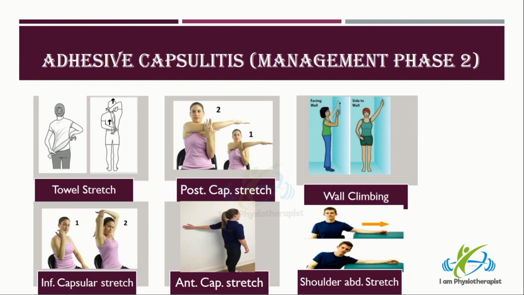In the second phase of frozen shoulder, more aggressive stretching exercises can be performed in order to improve range of motion. The patient should perform low load, prolonged stretches. Towel stretch, anterior, posterior and inferior shoulder capsular stretch, shoulder abduction stretch, finger walk or wall climbing exercises.